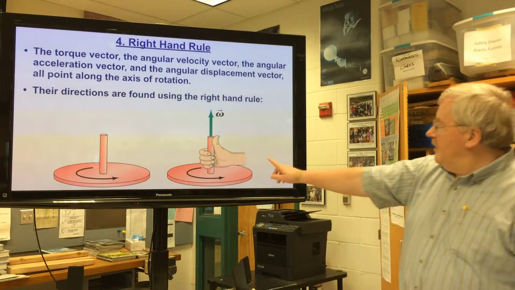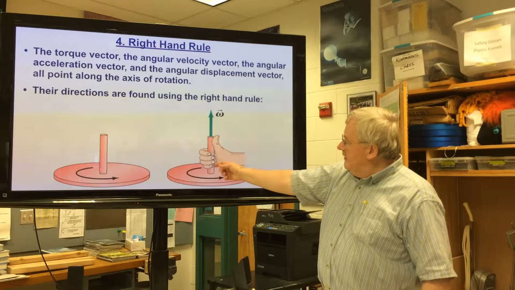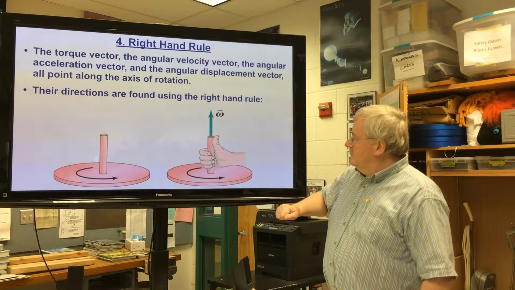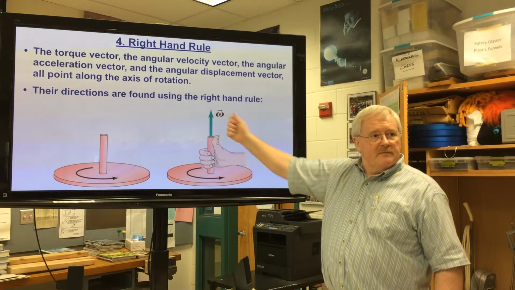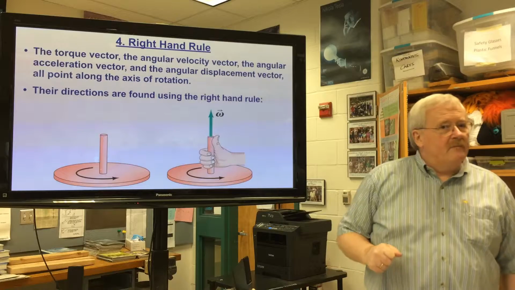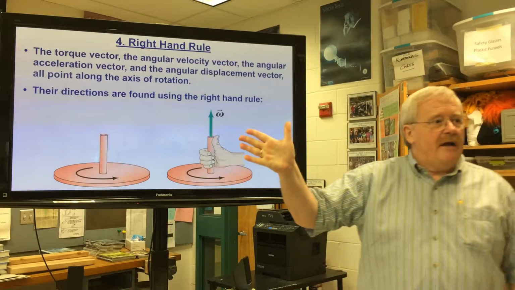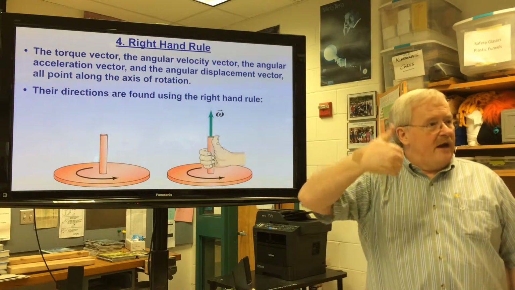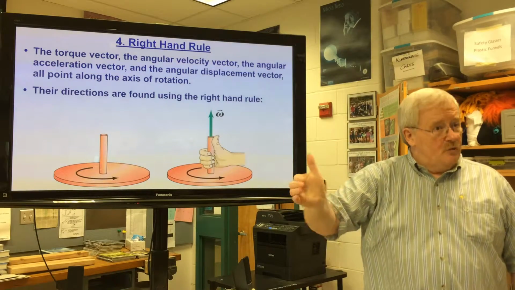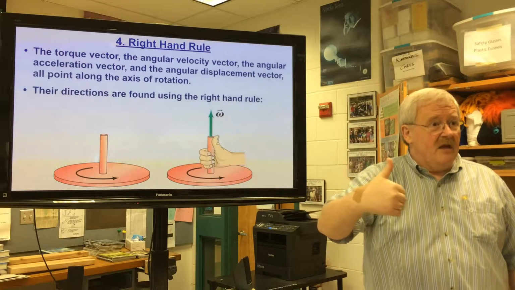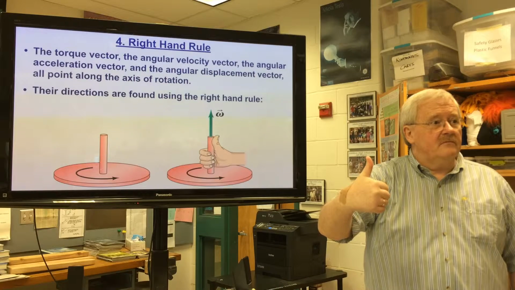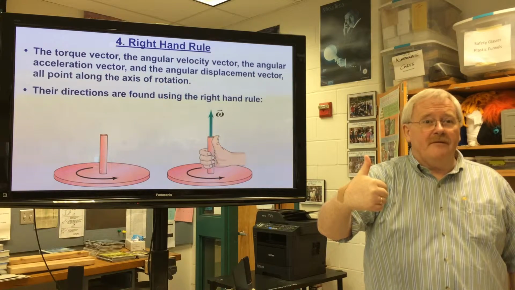In this case, we're looking at somebody who's got something rotating and it's going this way, right? We say it's going up. Why? Well, if we take our right hand like this and we rotate it to follow the direction of rotation, which would be counterclockwise in this case, right? Where does my thumb point? Up.